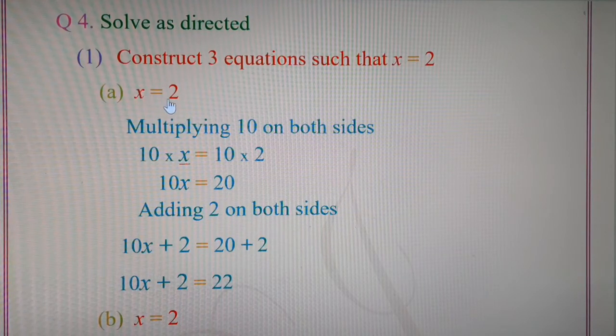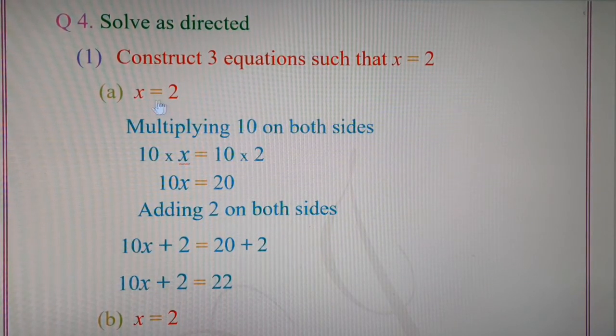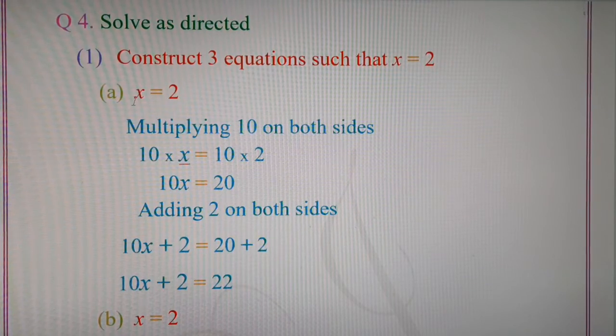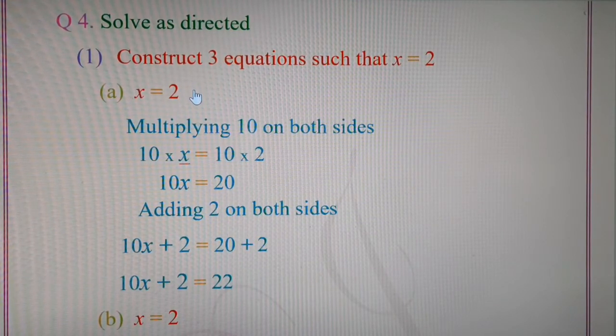So this condition we will use as our first step, x equal to 2. And then we will simultaneously do different mathematical functions such as multiplication, division, subtraction and addition. We will use either of the 4 mathematical functions, but while using them, we will use them on both sides of the equal to sign. So simultaneously we will use it on the left hand side and on the right hand side. So we will start to form the first equation.